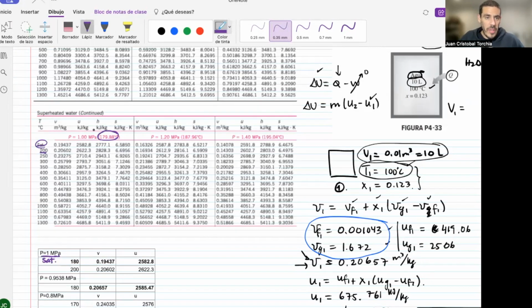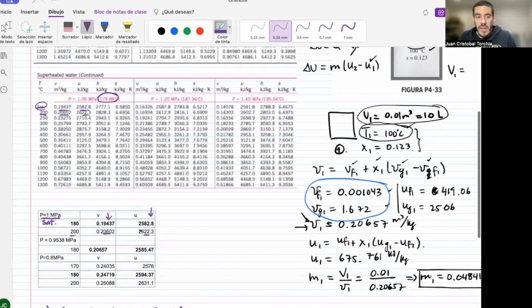And I also have written here the specific volume, this 19,437. And I also have written this for you, okay? So that one is the saturated part. And at 200, I have also written this one and this one and this one, okay? So that is my information for 1 megapascal.